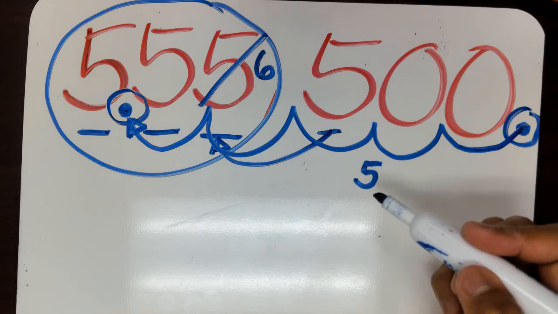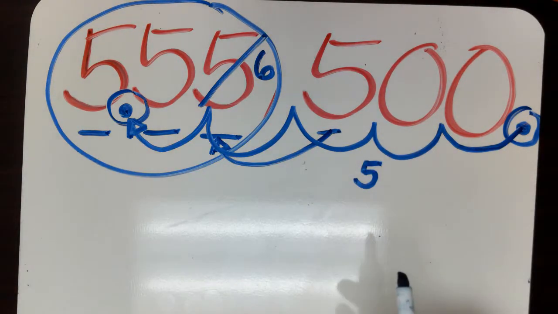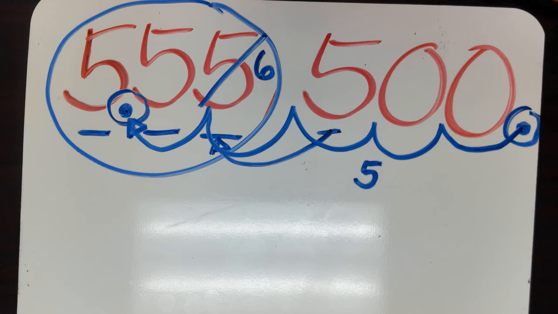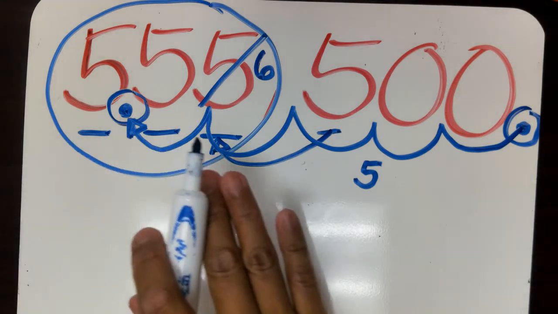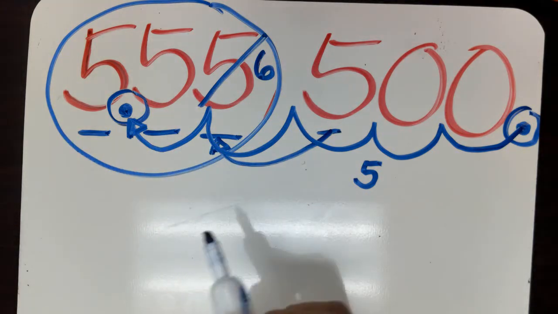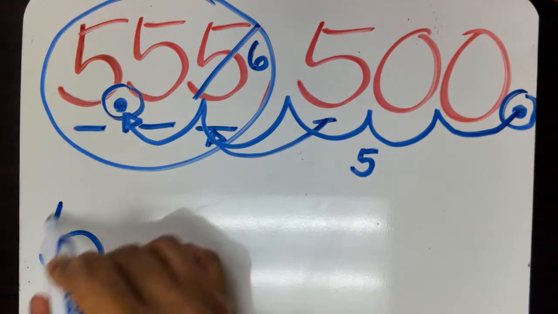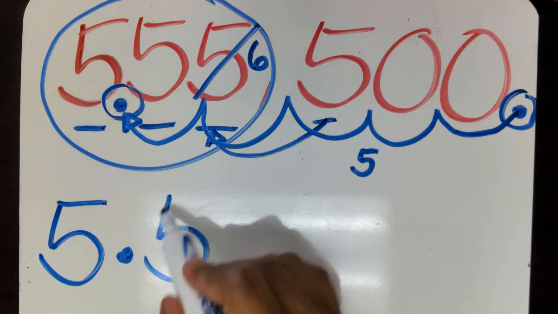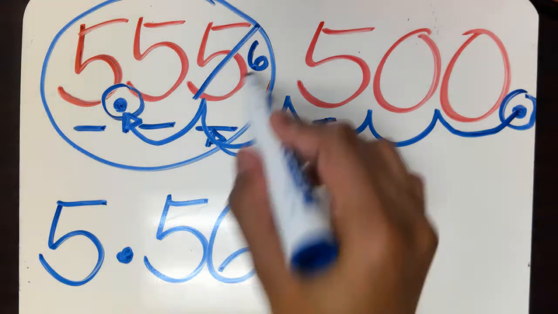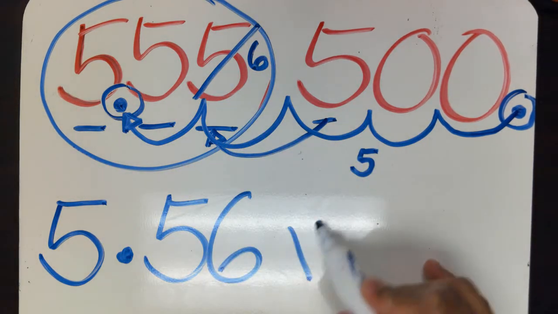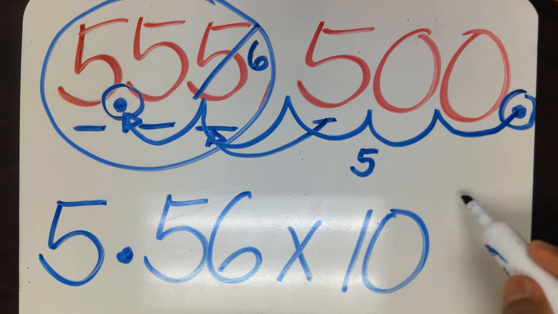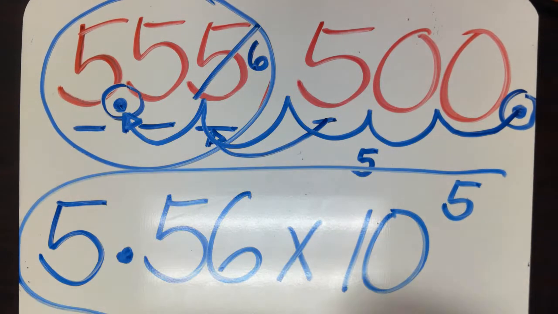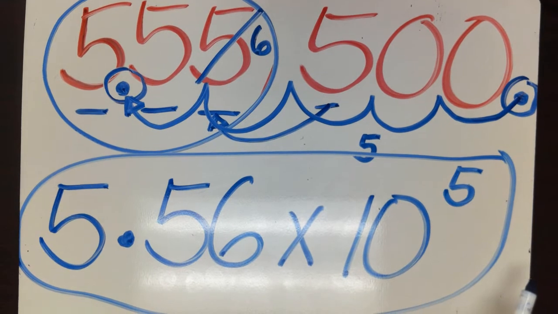Should it be positive or negative? Positive, because it's a huge number. So I leave it as 5 there. Now, step 2 is done. We are ready to write our scientific notation with 3 significant figures. Let's write it down. So it's going to be 5.5 and 6, because we already rounded up, times 10 to the power of positive 5. And that's the answer to that particular item.